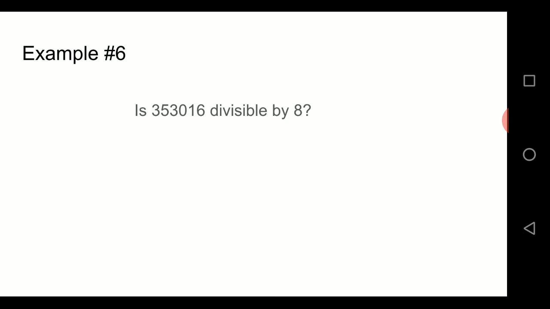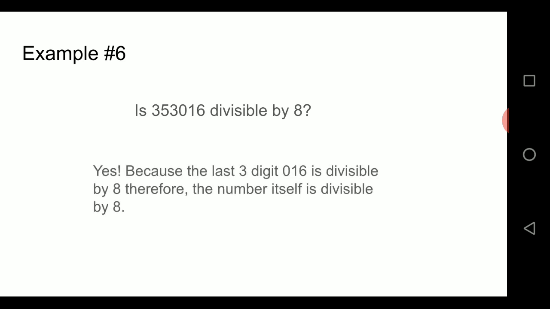and if I pick up the last 3 digits, then I can easily find that it is divisible by 8, because 8 into 2 is 16, so it is clearly divisible. So the whole number 353016 is also divisible by 8. Yes.